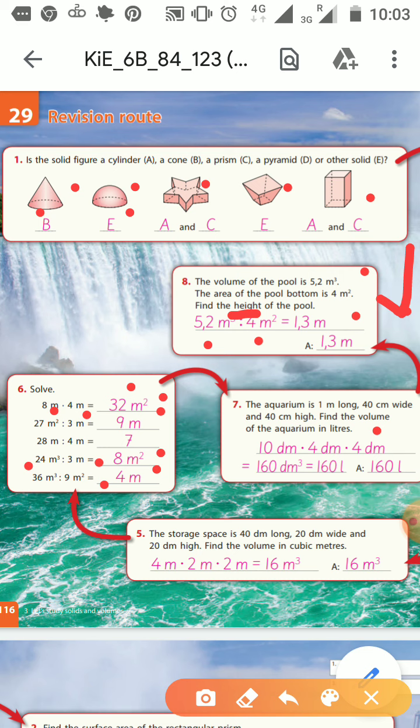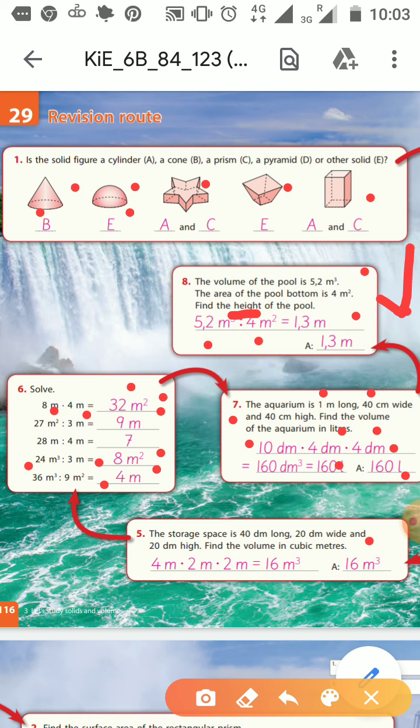Number 7, it's basically giving you 3 figures, 1 meter long, 40 centimeters wide, and 40 centimeters high. Pay attention to the units. What we've done here is it's asking for liters, all right? So it's just converted here. 1 meter is 10 decimeters, 40 centimeters is 4 decimeters, and 40 centimeters high is 4 decimeters. So it's made it the same unit, and that's 160 liters. Because remember, a decimeter cubed is the same as a liter.